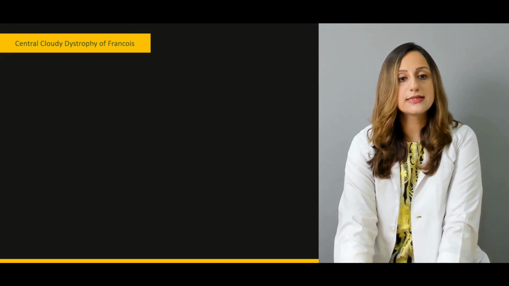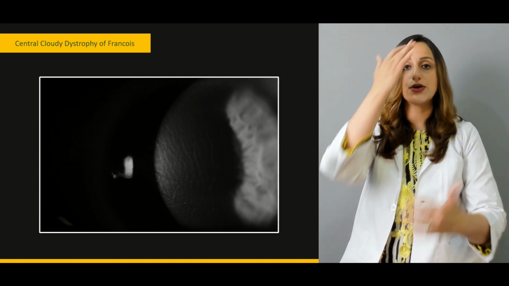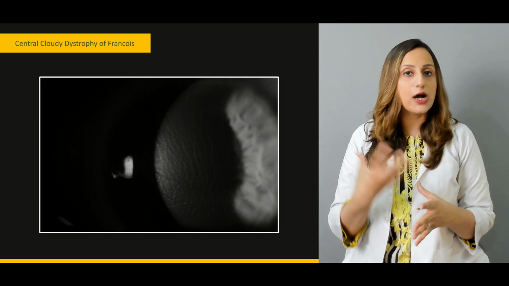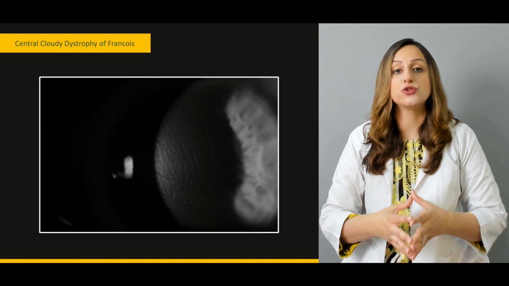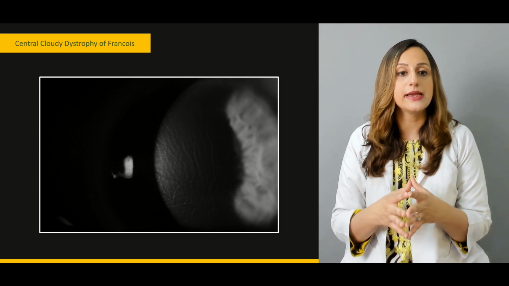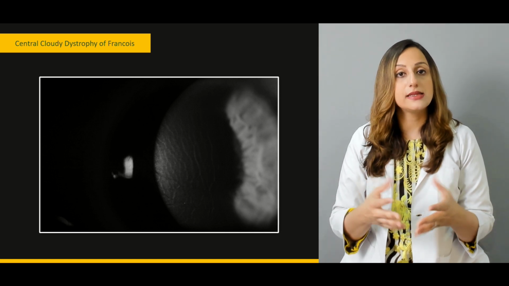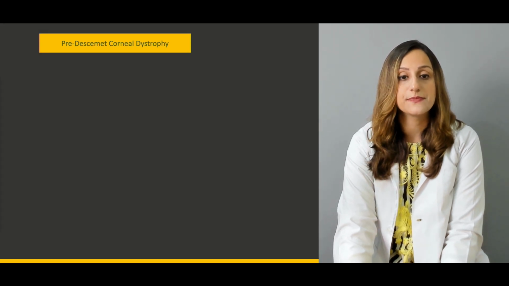Then we have the central cloudy dystrophy of Francois. Usually these are the axial kind of varieties that you would note. The cloudiness is going to be axial, but still it is going to affect the vision of the individual. It's not going to cause just blurring, but the excessive cloudiness can result in complete loss of vision or astigmatism in the individuals.